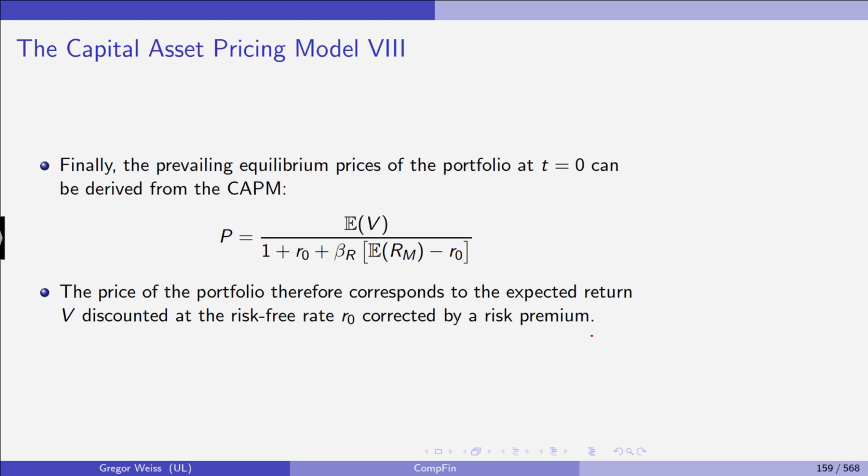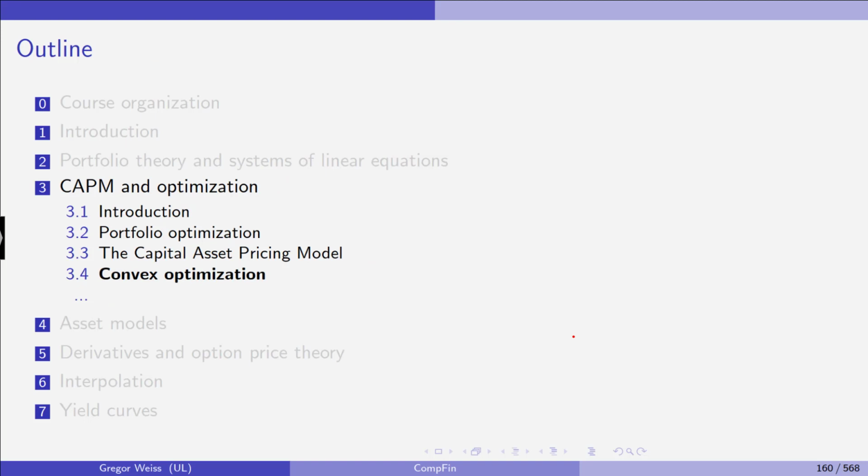And finally, if we now combine all this together, you can also get a pricing model. On the left-hand side, you have the price of the portfolio and thus the price of the securities. The price is equal to the expected value divided by 1 plus R0 plus the weighted excess return on the market portfolio. So the price of the portfolio corresponds to the expected return discounted at the risk-free rate, corrected with the risk premium, in a nutshell. So that's the pricing model and the pricing function in the capital asset pricing model.